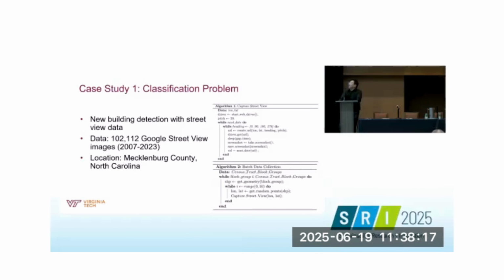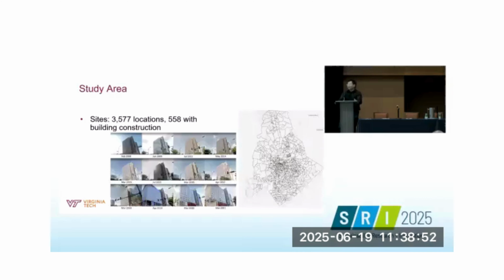Here there are two case studies I'm looking at to illustrate this problem. The first is a classic classification problem using a deep learning GeoAI model. The question I'm working on is new building detection using street view data. We have collected massive street view data, in total over 100,000 street view images from 2007 to 2023 from Mecklenburg County in North Carolina, and we aim to use these images to determine whether there is new building construction or not.